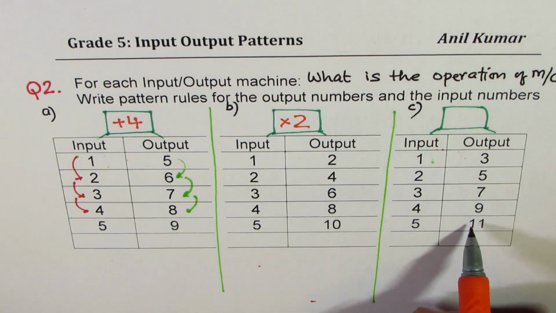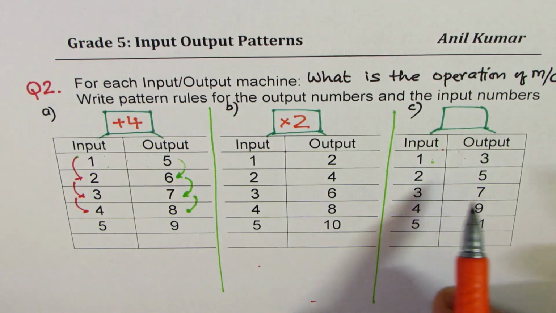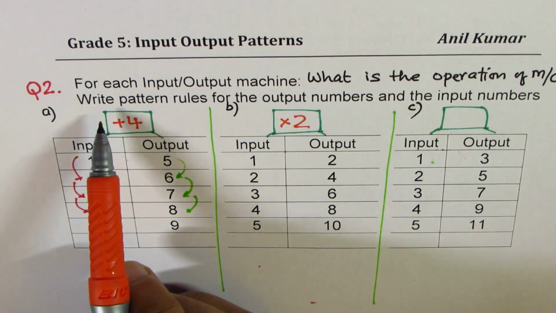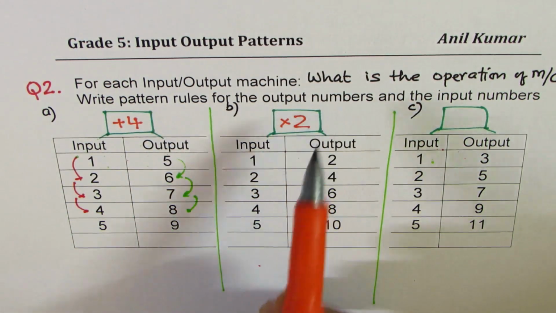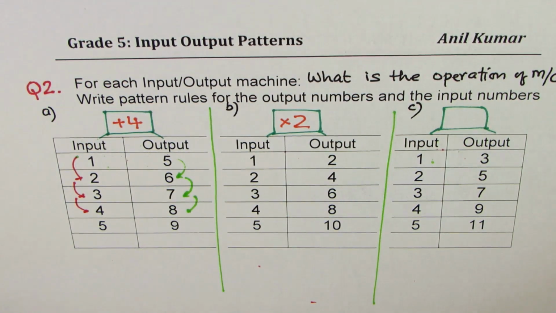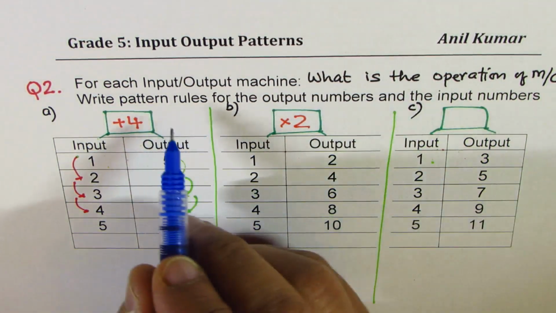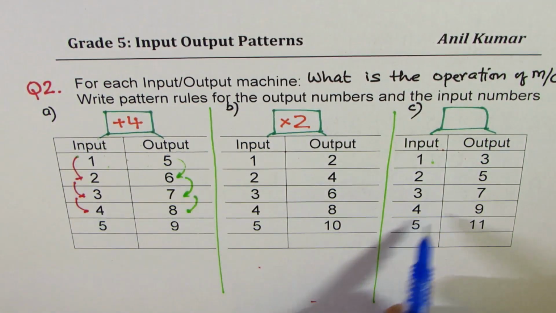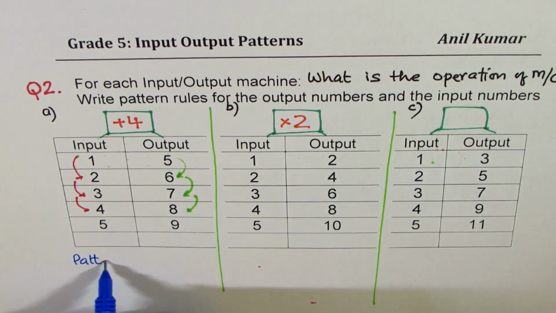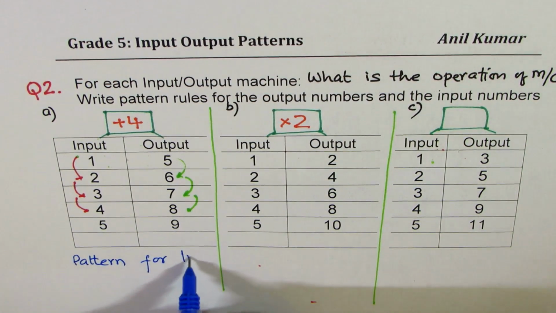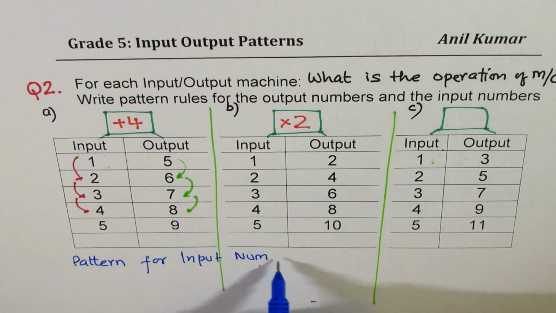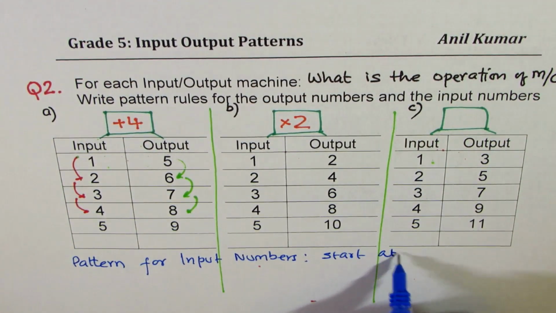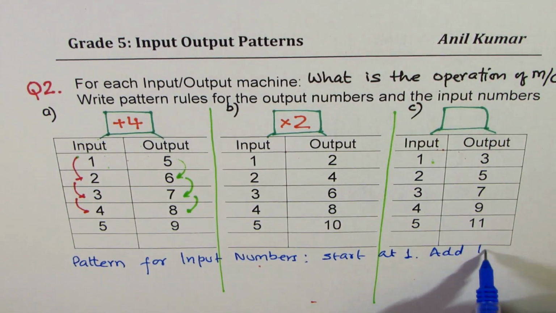Now this is the most difficult part here. We could actually answer this question looking into the pattern of output, right? Now we do have this part: write pattern rule for input numbers and also for output numbers. So we have to write pattern rules for output and input numbers. As you can see here, I have kept things simple. What is the pattern for input numbers? In each case, we start at 1, add 1 each time.